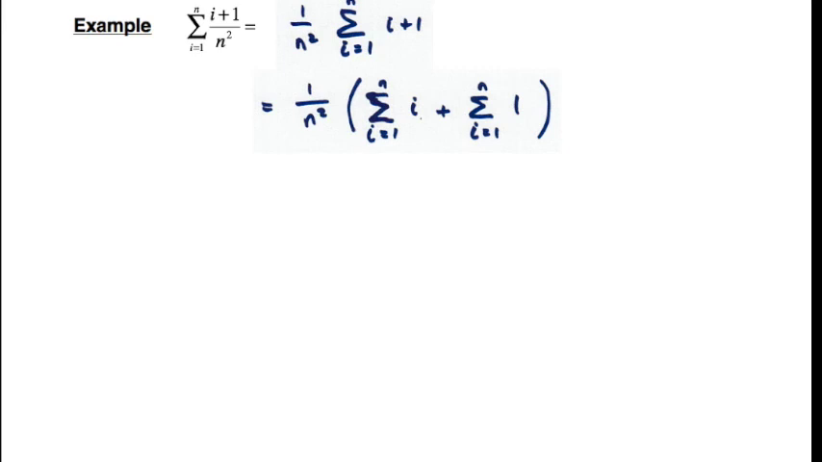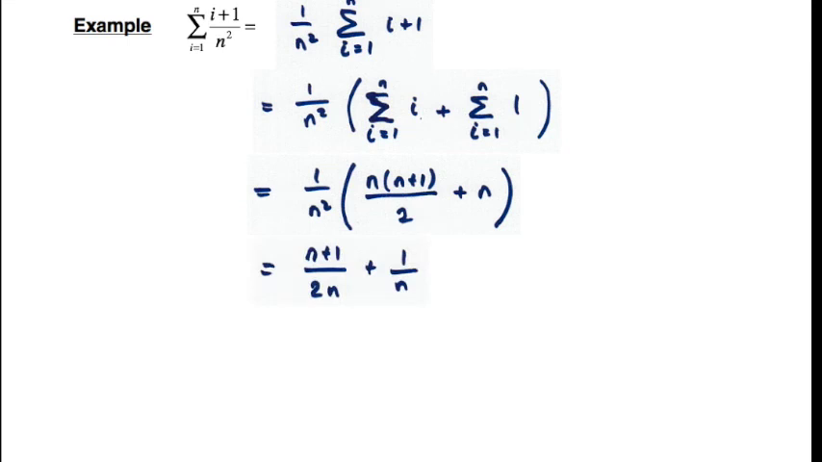And now we recognize the two formulas we've pointed out earlier. The sum of i from 1 to n is n times (n plus 1) over 2, and the sum of 1 plus 1 plus 1 plus 1, n times, is n. We distribute and put everything together, and the answer is (n plus 3) over 2n.